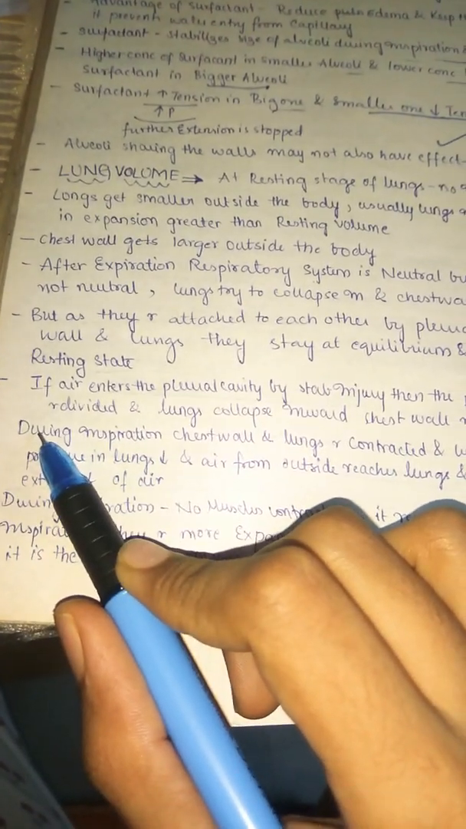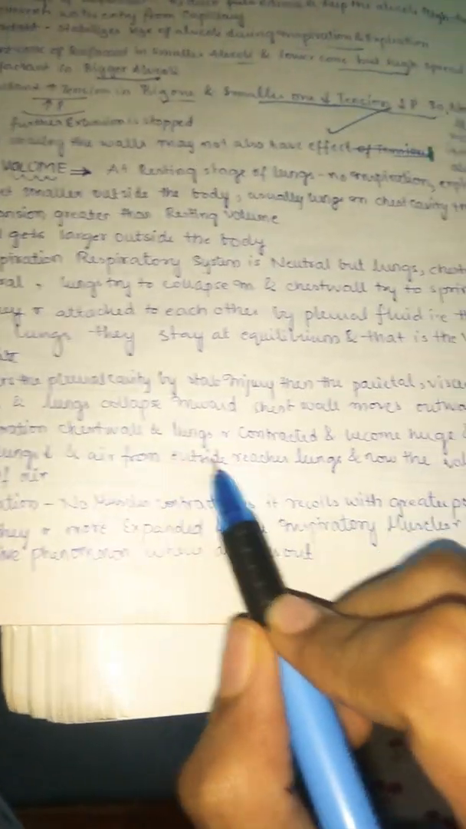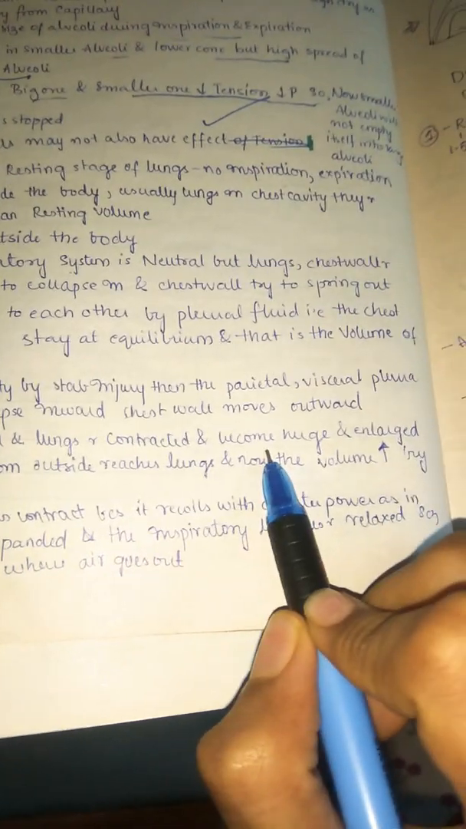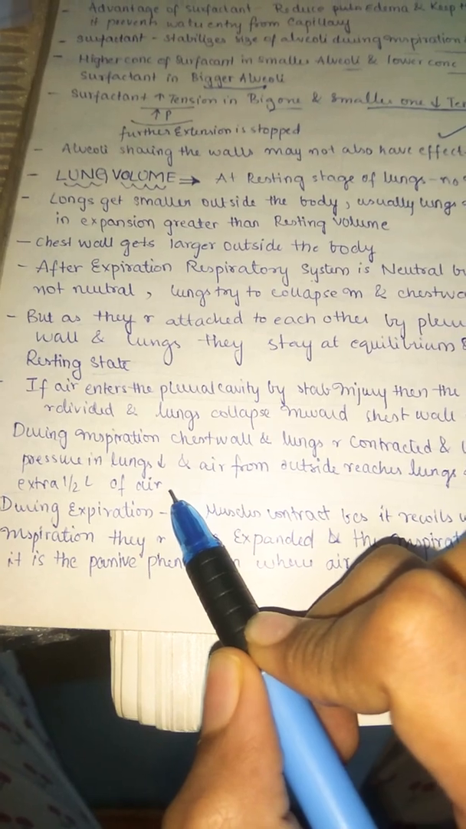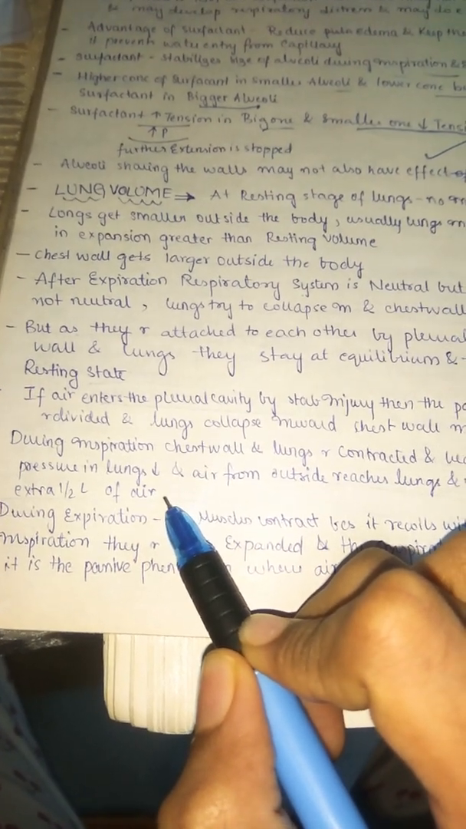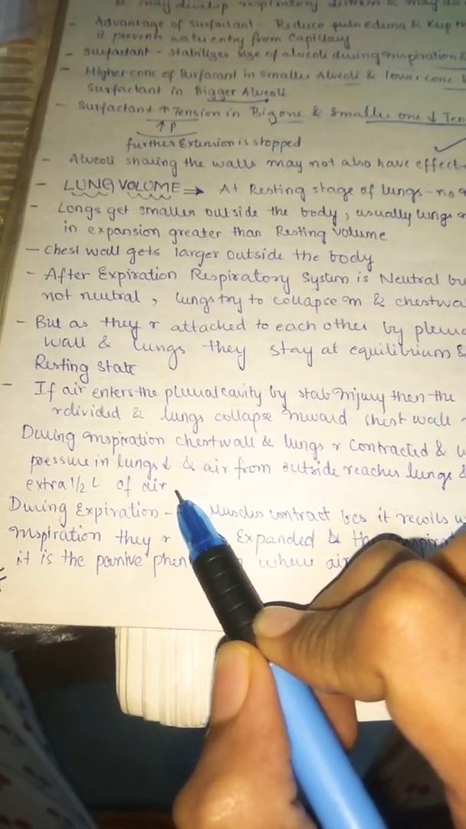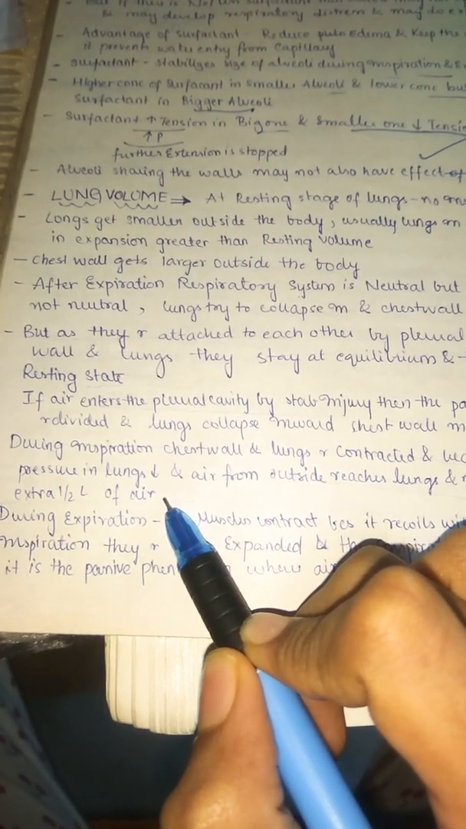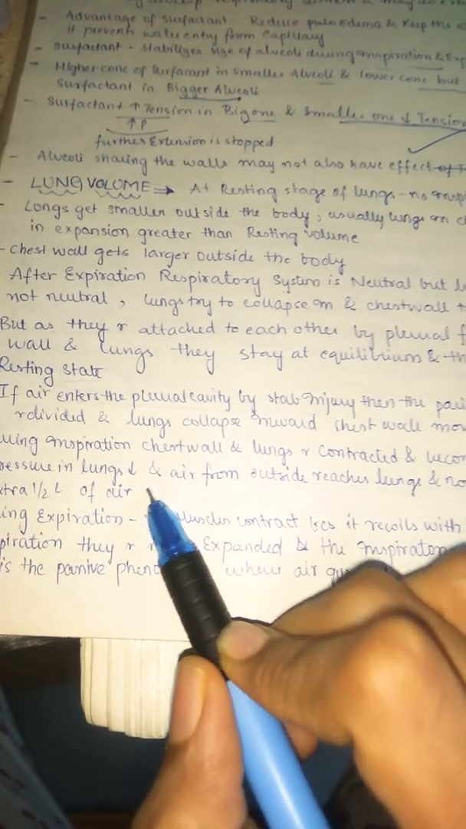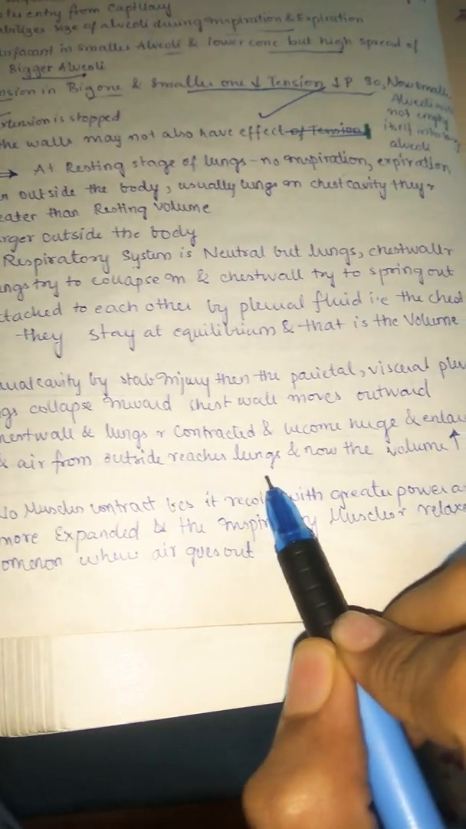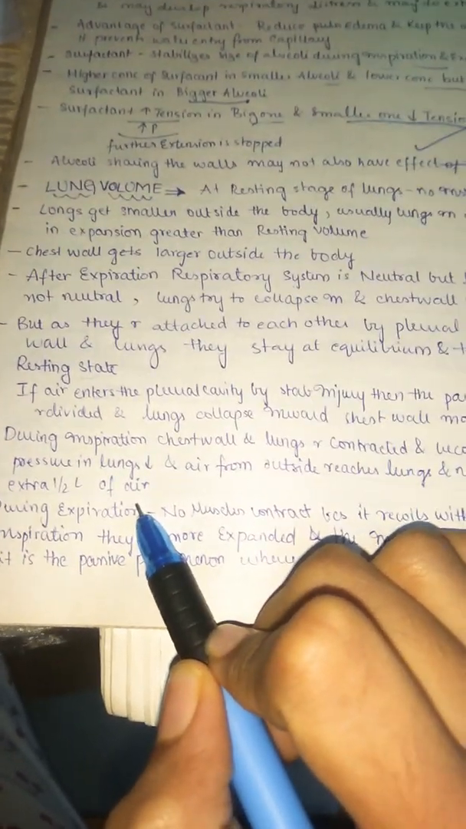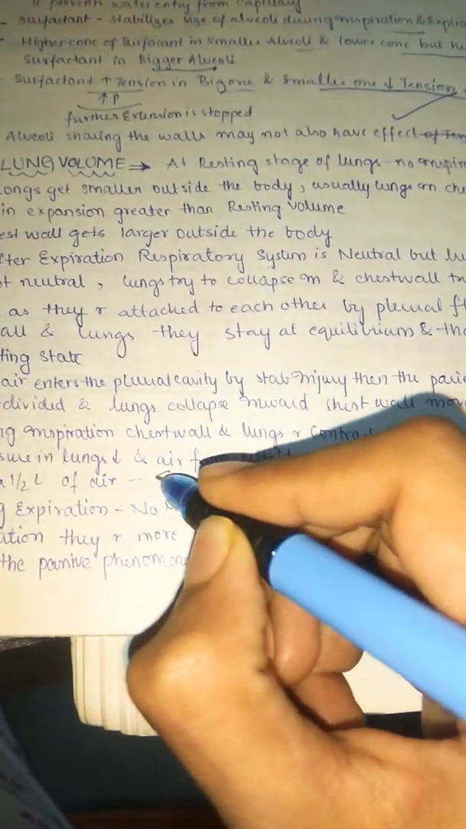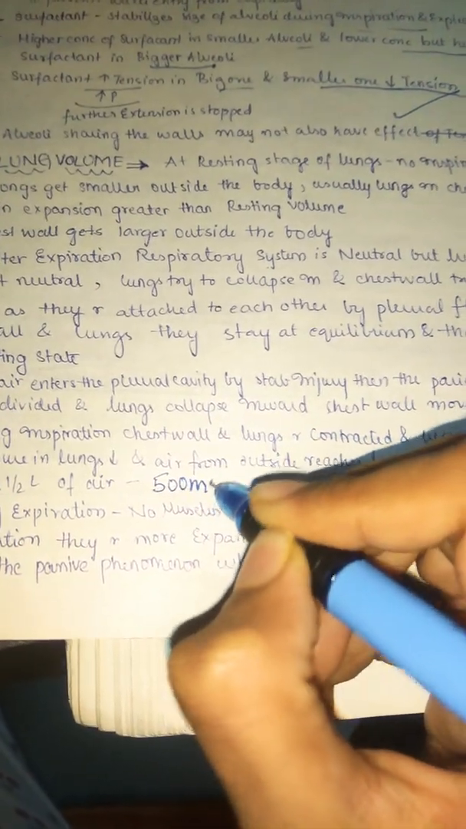During inspiration, the chest wall and lungs expand and become enlarged, and pressure in the lungs decreases. Already we know Boyle's law. Whenever we are inspiring, the diaphragm goes downward, so the volume in the lungs increases but the pressure decreases. The air from outside reaches the lungs, and the volume increases by an extra half liter of air. This is very important. Extra half liter is nothing but 500 ml of air now added.